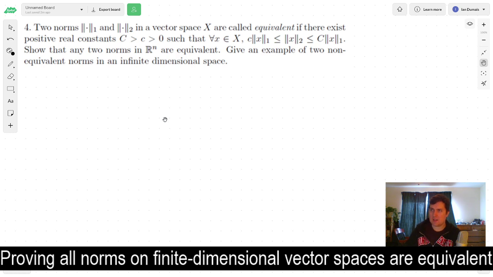Our goal is to show that any two norms in R^n are equivalent. The problem also states to give an example of two non-equivalent norms in infinite dimensional space, which I don't think I'm going to do. We're just going to focus on the first part. That's plenty long enough.